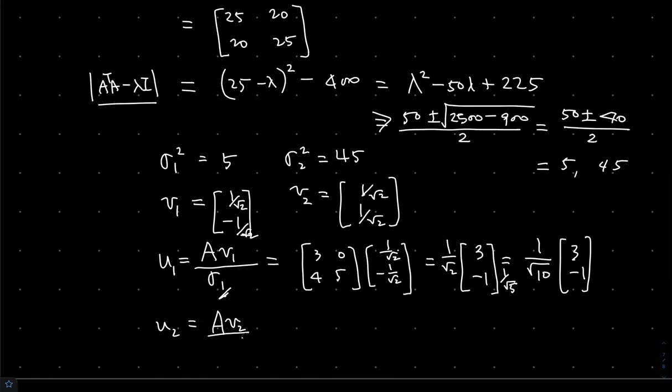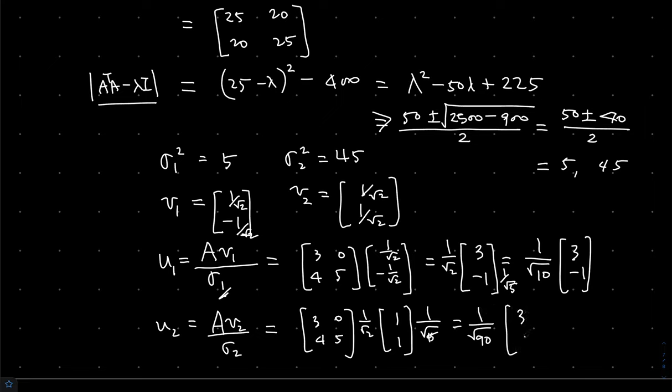And for U2, A V2 over sigma 2, which is [3, 0; 4, 5] times 1 over root 2 times [1, 1], and there's also a division by root 45, so 1 over root 45. So this becomes root 90, 1 over root 90 times [3, 9], which is root 10 and 3 outside here, and then [1, 3]. So root 10, 1 over root 10 times [1, 3]. So this is U2.